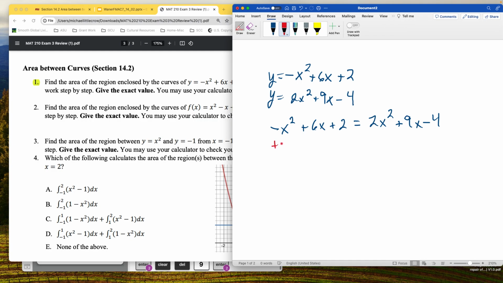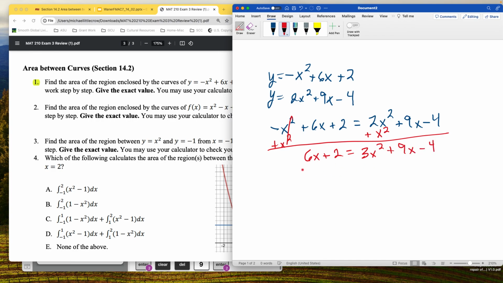Let's add x squared to both sides, because basically with a quadratic, what you're going to be thinking is we're going to try to get it equal to 0, not equal to x, because that typically doesn't work with quadratics. So we add x squared to both sides. That cancels. We get 6x plus 2 equals 3x squared plus 9x minus 4.